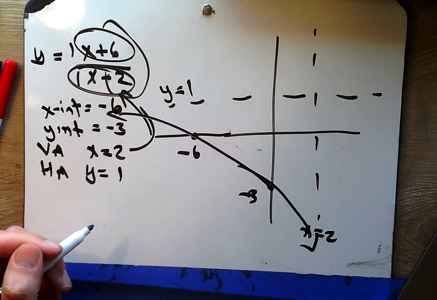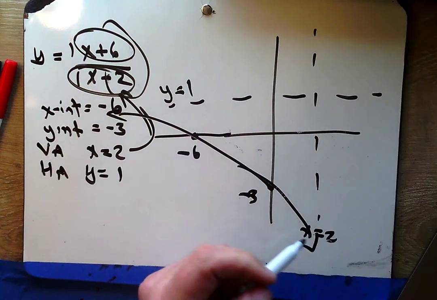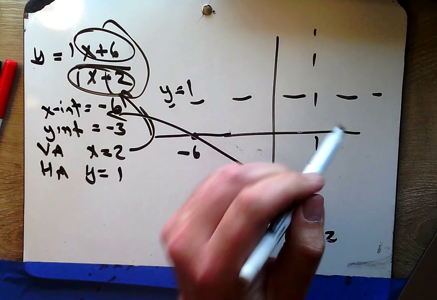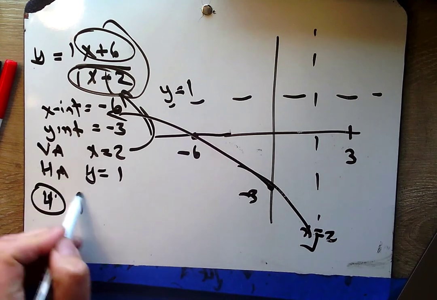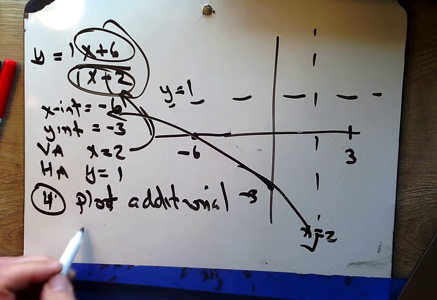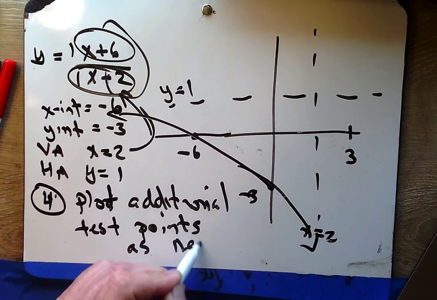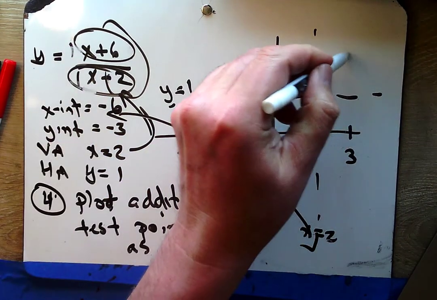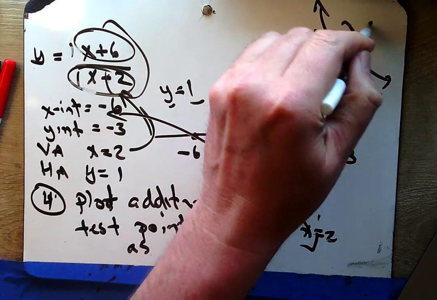And I've plotted what I know. But I know that there's not only stuff to the left of the vertical asymptote, there's also stuff over here. And so what's the best strategy to complete this graph? Well, the thing I would suggest is that you plot some test points. My answer to problem number 4 is plot additional test points as needed. So if I plug a 3 in here, I get 9 over 1, which is 9, and 9 is bigger than 1. So my graph goes up here, 3, 9.